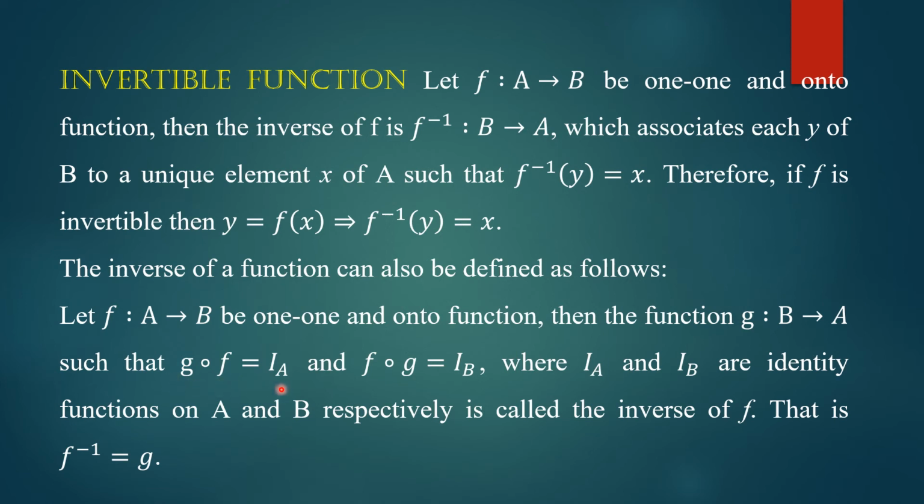So GOF equal to I_A, this A should be written as the domain of the last function, this one I_A, and FOZ, domain of this last function, I_B. Last means actually first. FOZ, that is G then F, GOF, that is F then G. So where I_A and I_B are the identity functions on A and B respectively, then this function z is called the inverse of the function f, that is f inverse is equal to z. Okay, let me go to the next part.